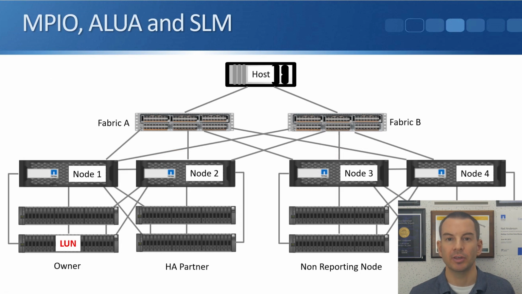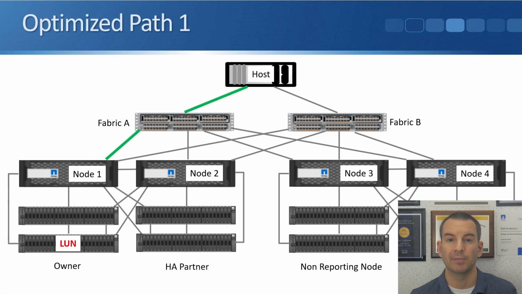We're going to be using SLM as well. So let's have a look and see how that is going to work with an example. In this example, our LUN is on an aggregate which is owned by node 1. So in that case, node 1 is the owner, node 2 is going to be an HA partner, and because of the way SLM works, node 3 and node 4 are going to be non-reporting nodes, meaning they do not tell the host that it can reach the LUN through them.